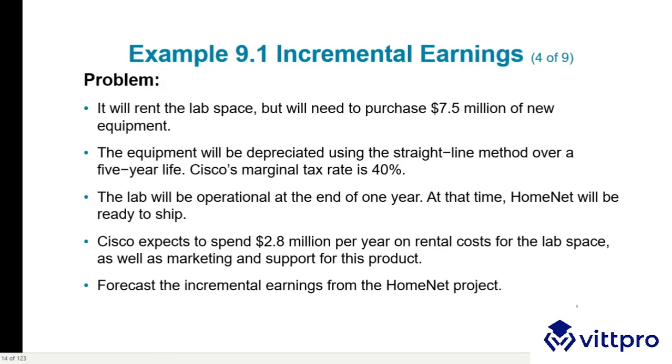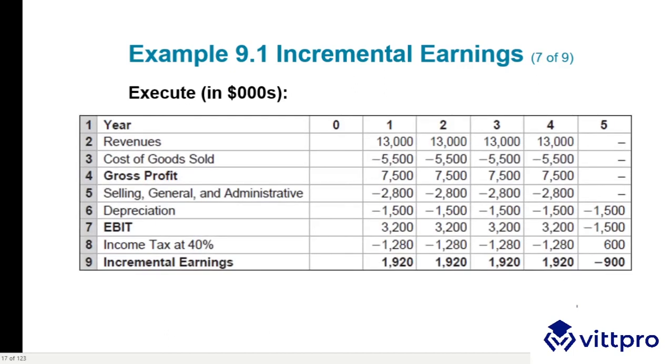Now you need to estimate the future earnings of the project. So if you summarize everything, you have revenues of 13 million, cost of goods sold of 5.5 million, so your gross profit is 7.5. Then you have selling, general and administrative expenses of 2.8, including the rental. Depreciation was minus 1.5. So you get your EBIT at 3.2 million, and you calculate 40% tax on it, so you get the incremental earnings of $1.9 million, right?